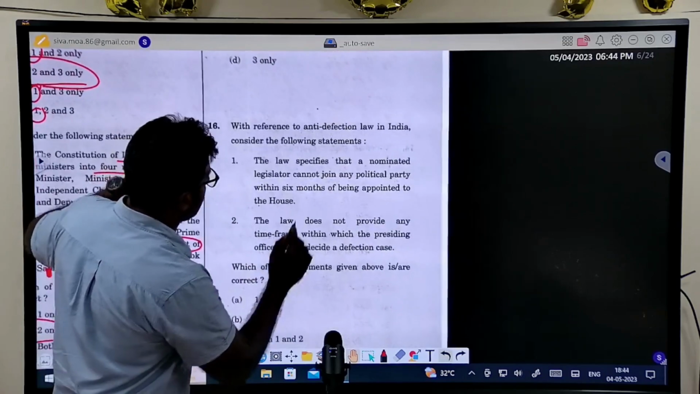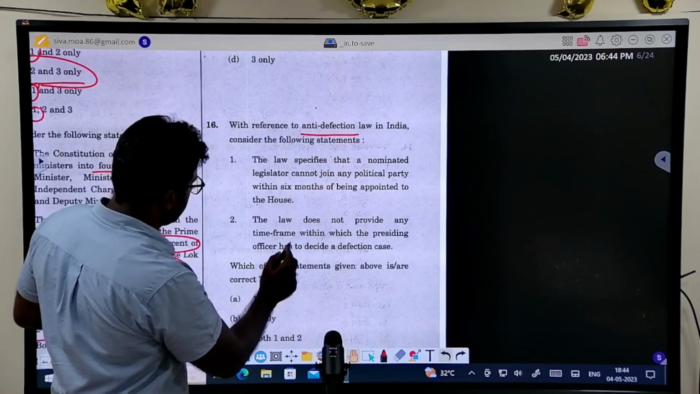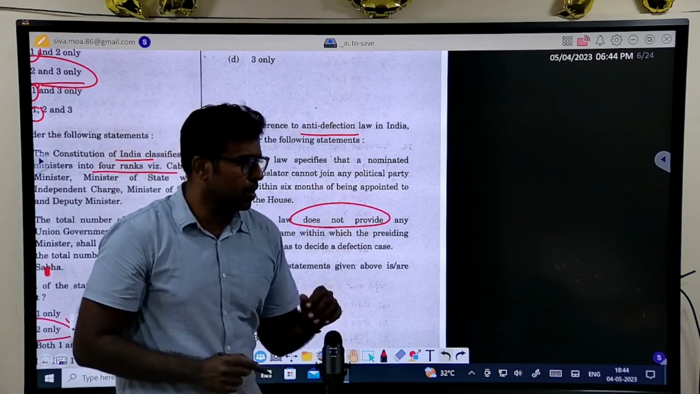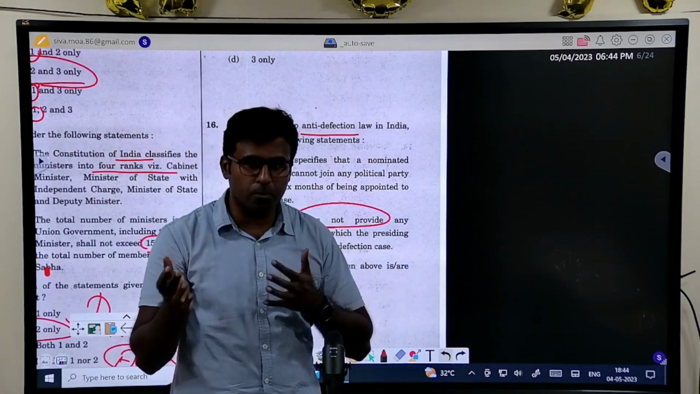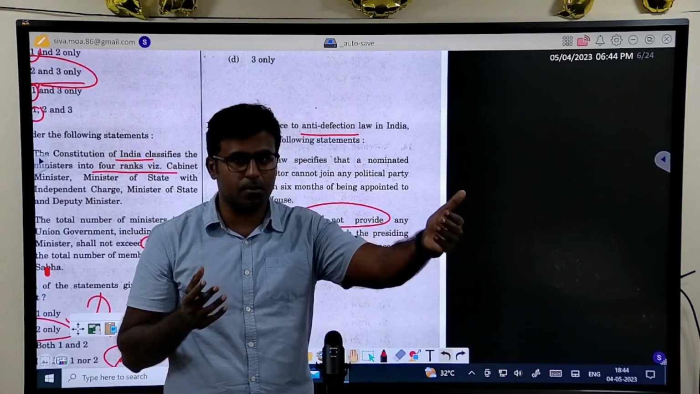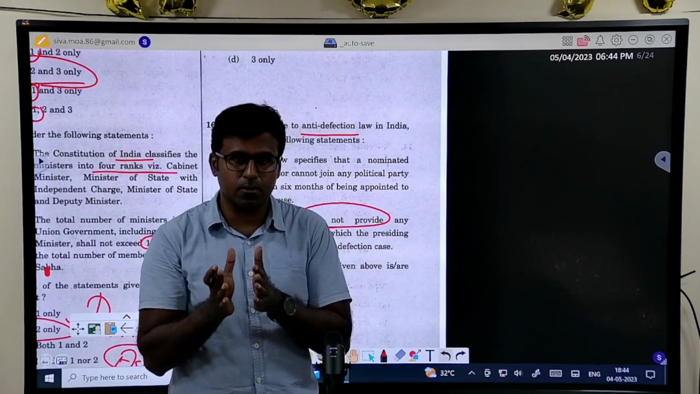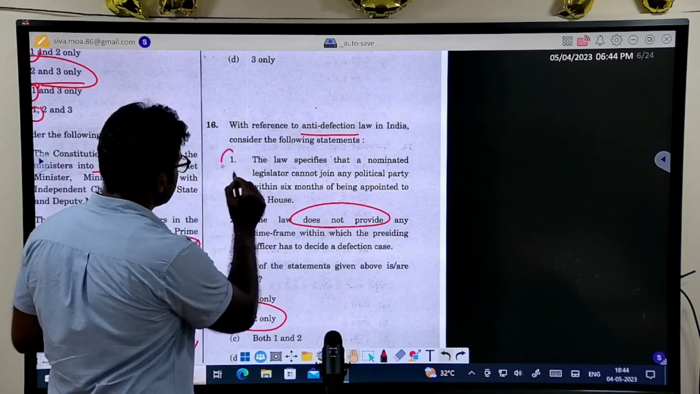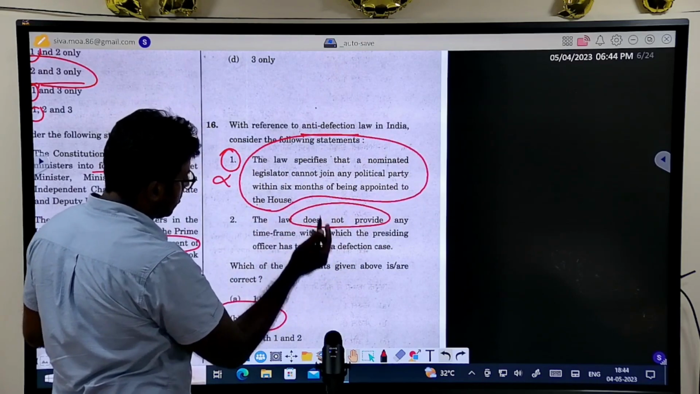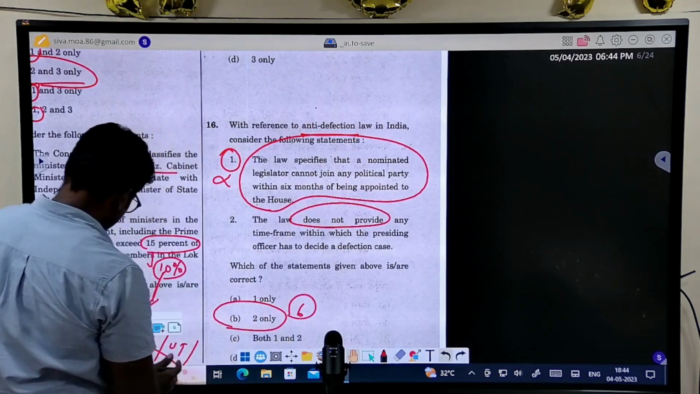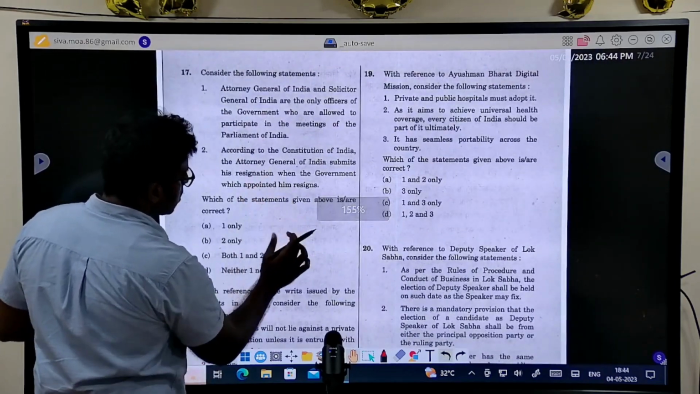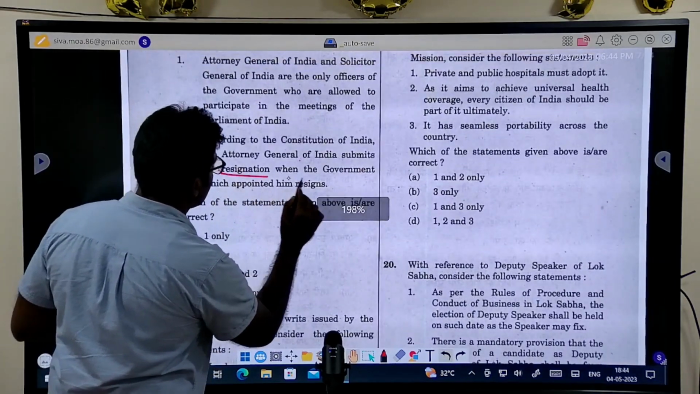So the anti-defection law. See, it does not provide a time limit. This is a true fact. That is why you are having so many court cases. If you had known Tamil Nadu politics, if you had known Maharashtra politics, you would have known that there is no time limit for disqualification. This is the opposite statement. This is wrong. Actually, it is the opposite of this. They have given just the opposite. So 2 is that. They have given the opposite.